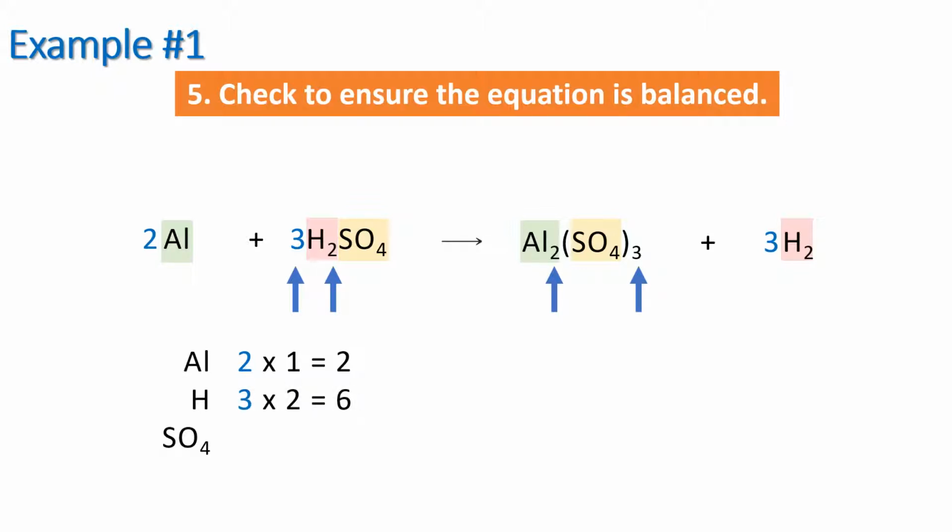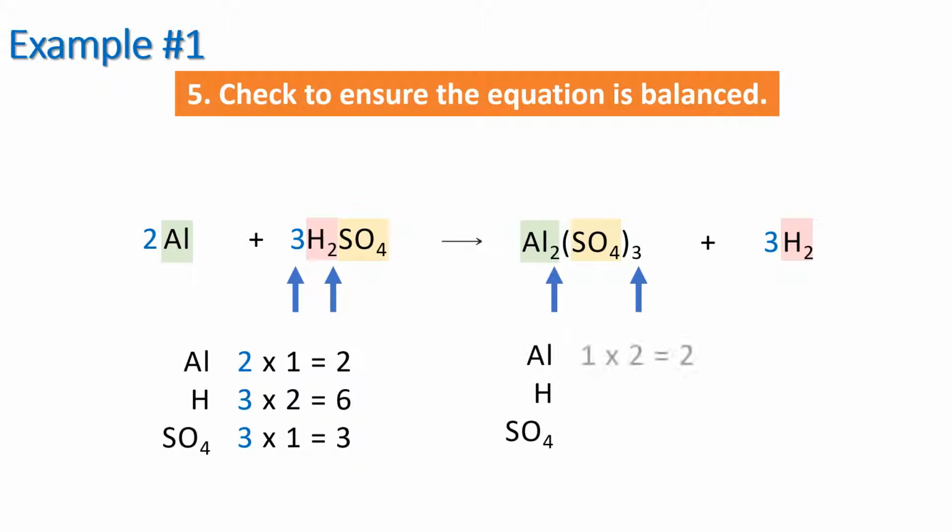For hydrogen, it has a coefficient of 3 and a subscript of 2, which gives us 6 hydrogen atoms, and for sulfate, we have a coefficient of 3 and a subscript of 1, giving us a total of 3 sulfate ions. So these are the elements in the reactants.